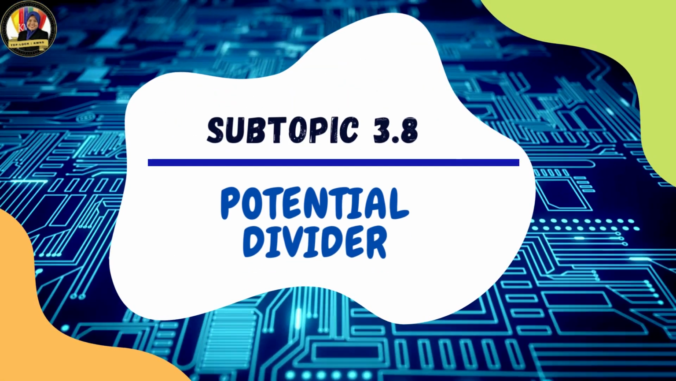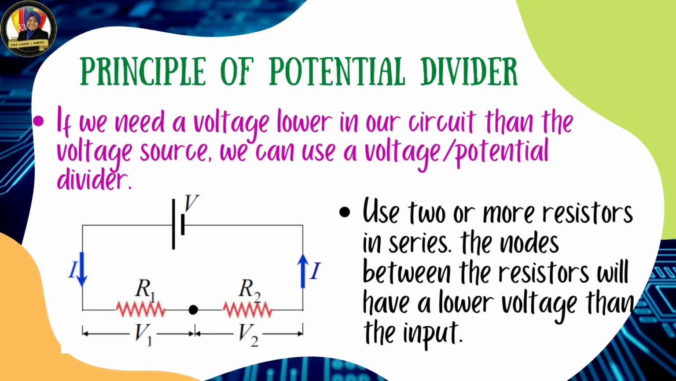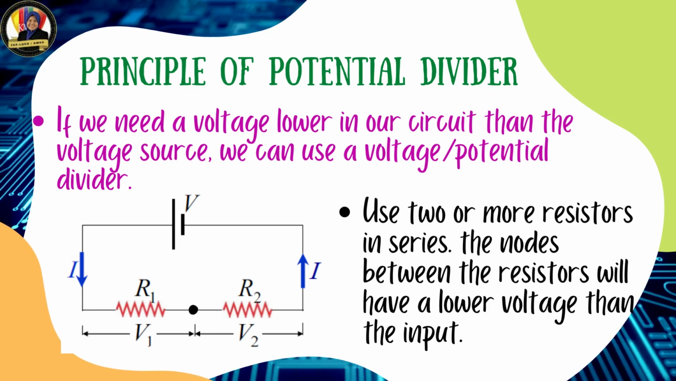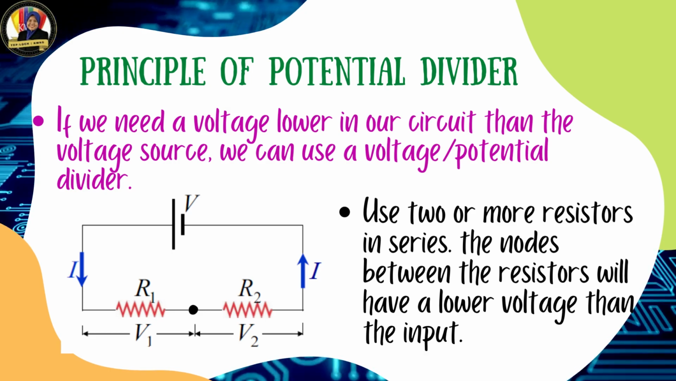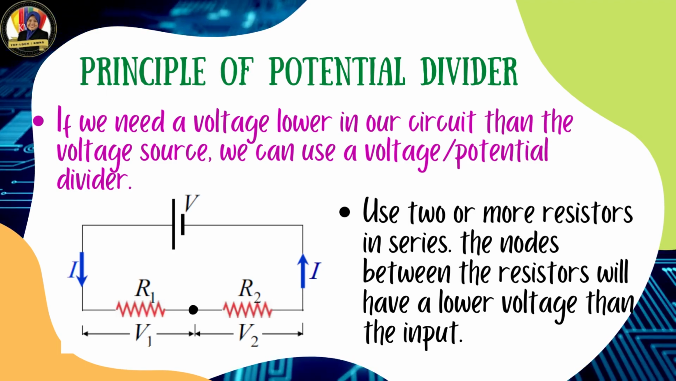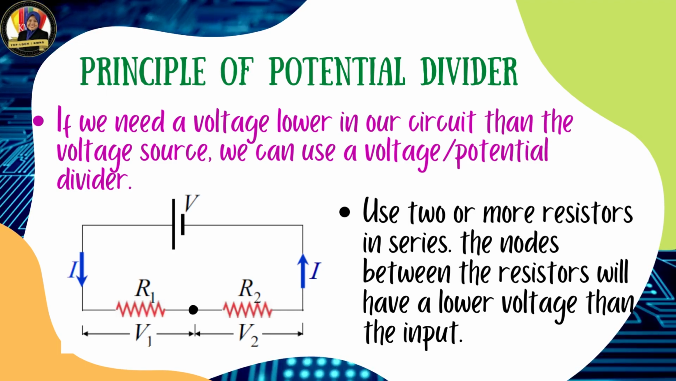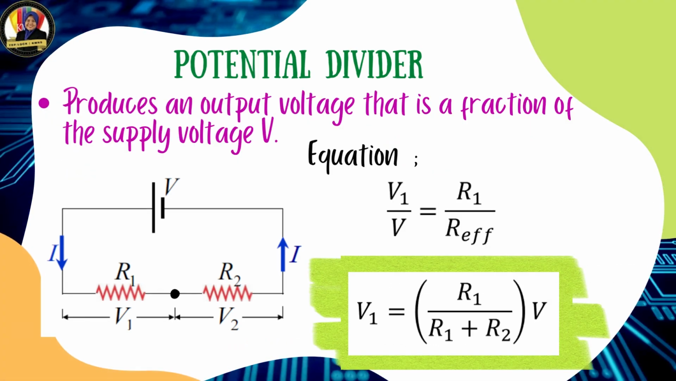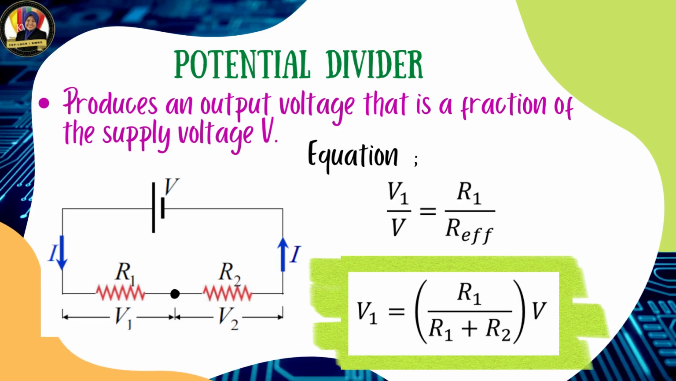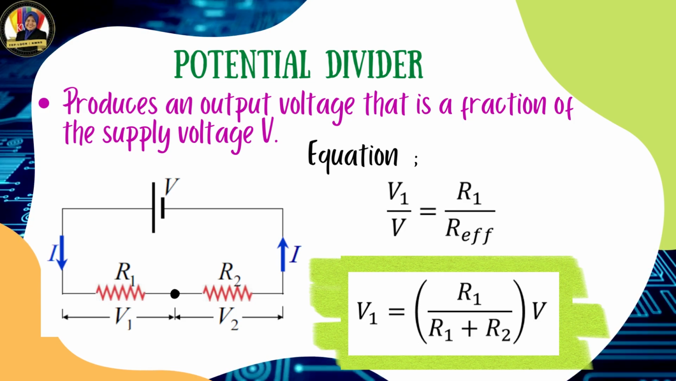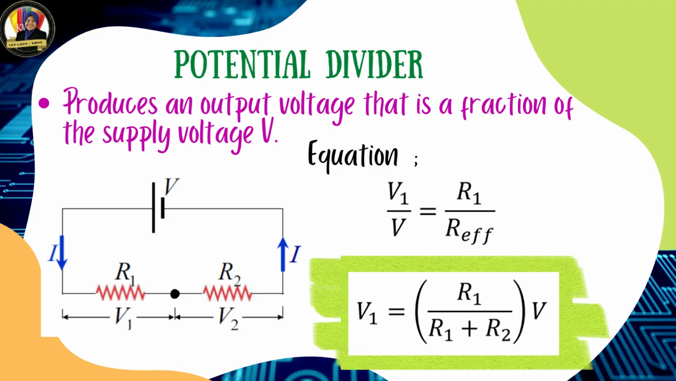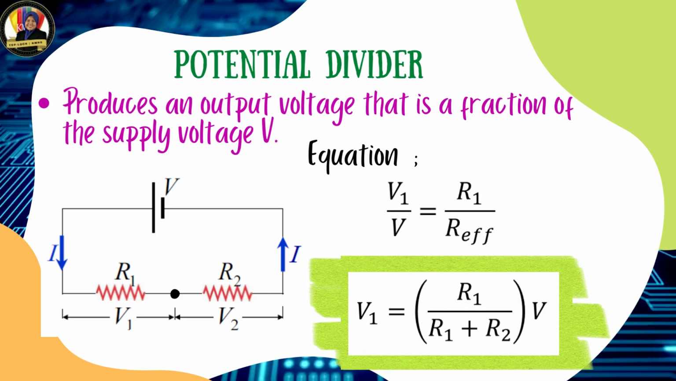Subtopic 3.8 is about the potential divider. Principle of potential divider: if we need a voltage lower in our circuit than the voltage source, we can use a voltage or potential divider. This is done by connecting two or more resistors in series. The nodes between the resistors will have a lower voltage compared to the input voltage. Since the current flowing through resistors R1 and R2 is the same, we can calculate the potential difference across R1 using the equation V1 equal to R1 divided by R1 plus R2 times V, which is the supply voltage.